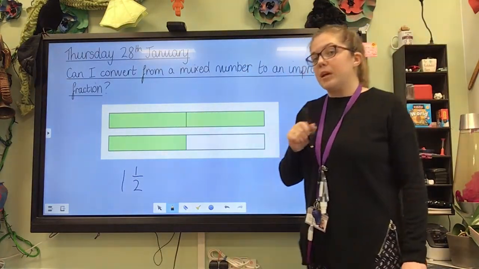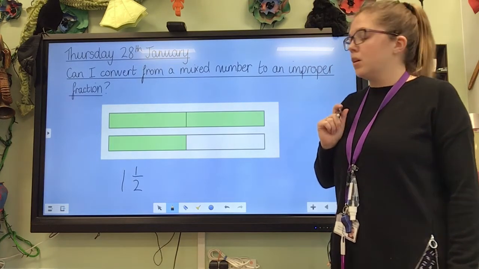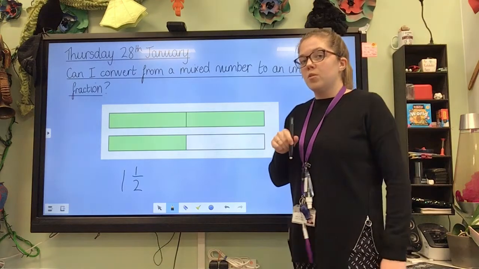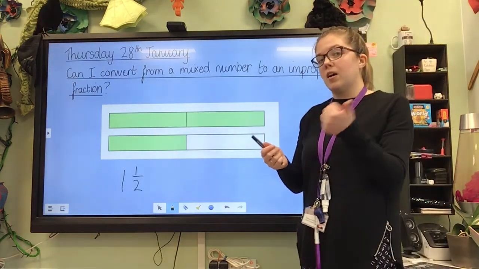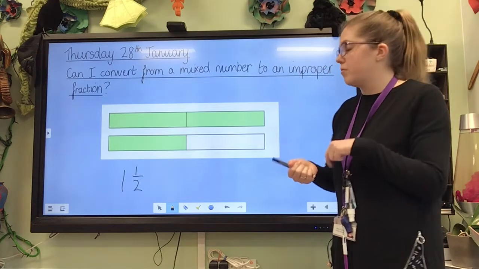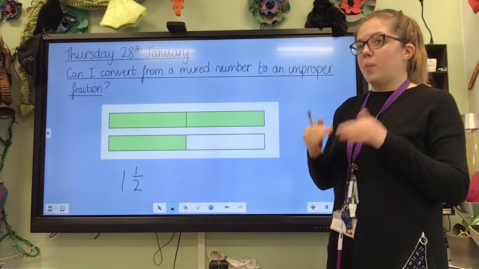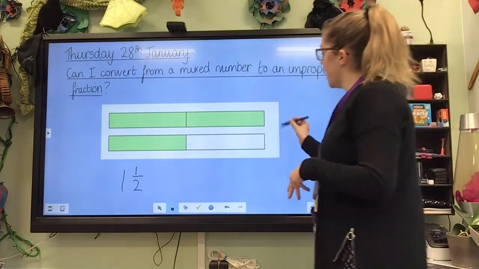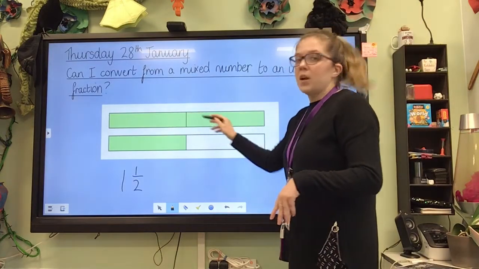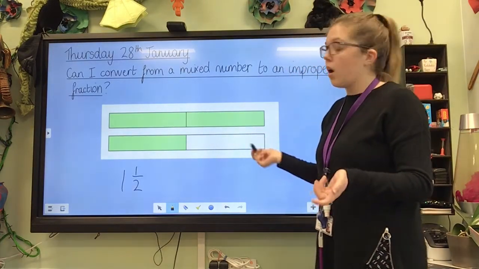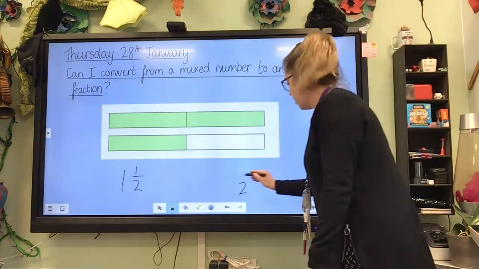Now what would that be as an improper fraction? Pause the video and have a go. So to go the other way to improper fractions, we need to identify the numerator and the denominator to write our improper fraction. So I'm going to start with the denominator, so the number of parts in a whole. And for that, I just need to look at one of my bars. And I can see that this bar is split into 2, so it's split into halves. And that tells me that our denominator is 2 for halves.